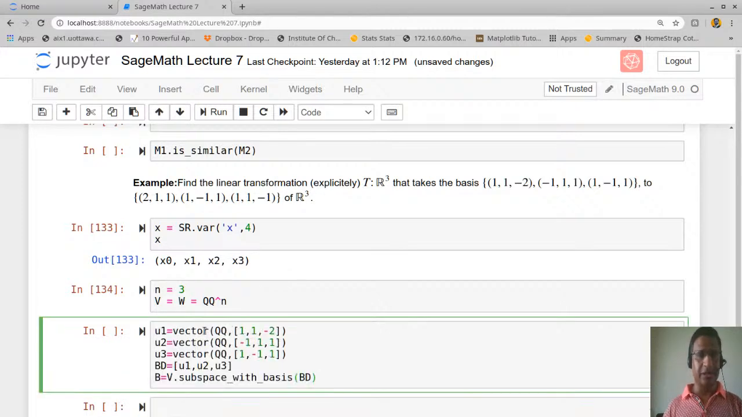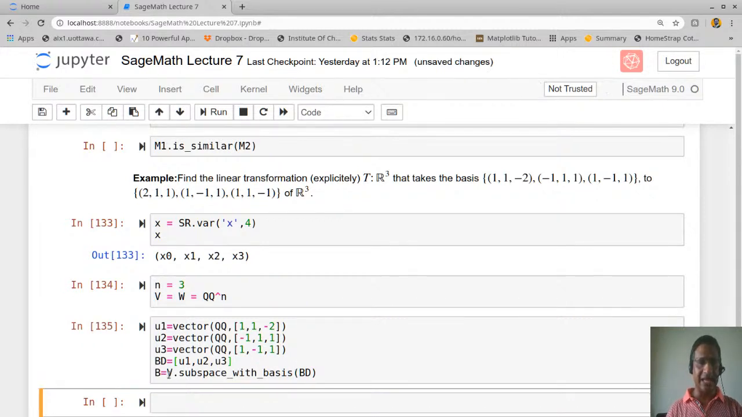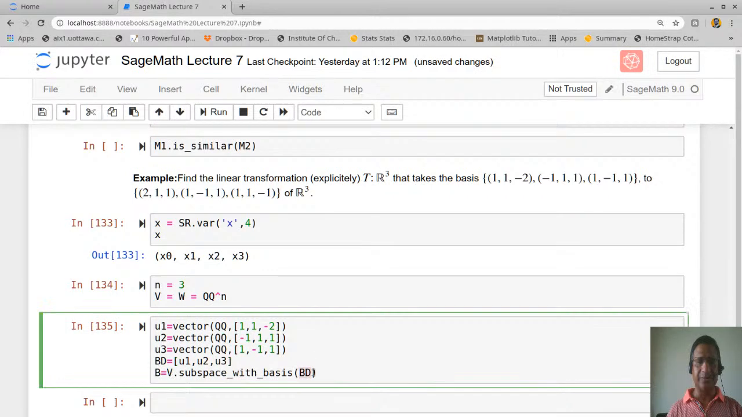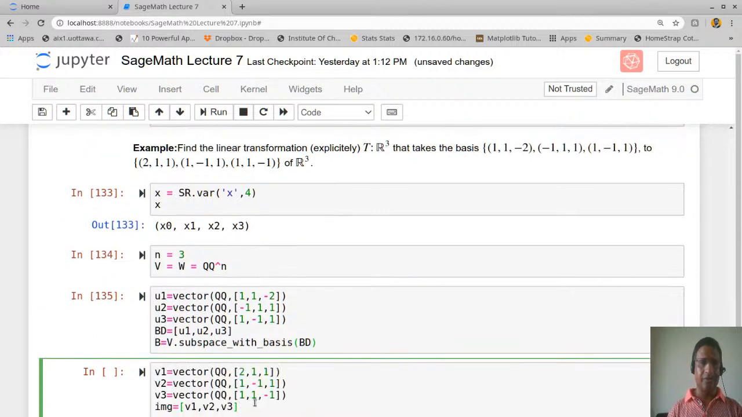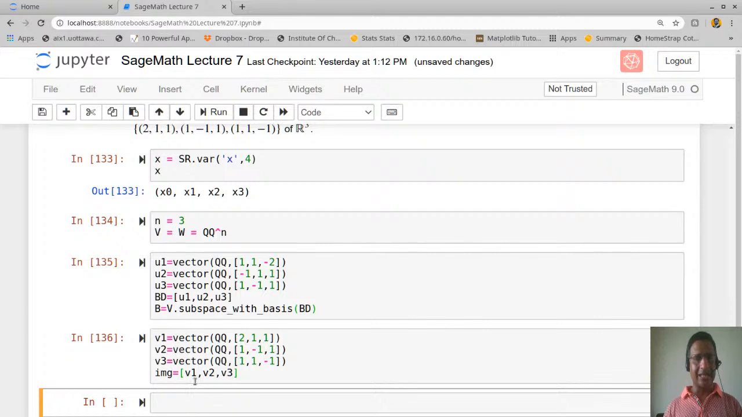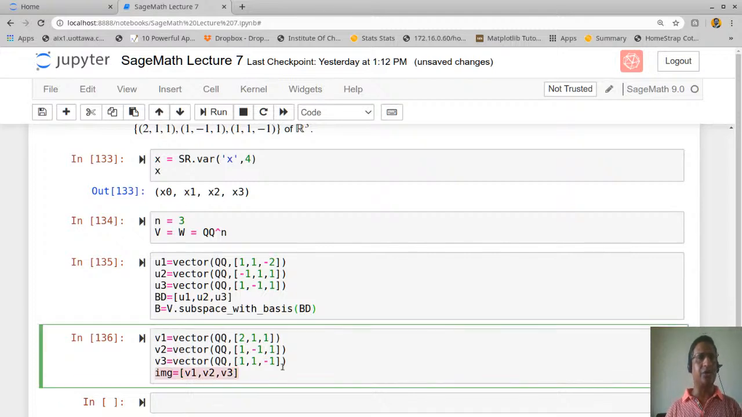Okay, so u1 is (1, 1, -2), u2 is (-1, 1, 1), and u3 is (1, -1, 1). You can check that this is a basis, it's quite easy to check. I'm calling B the subspace spanned by these, a basis for this domain, given by u1, u2, u3. Next we will define the images: let us define vectors v1, v2, v3, and the image is the list of v1, v2, v3.